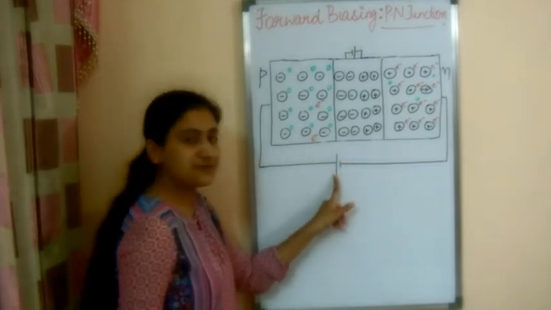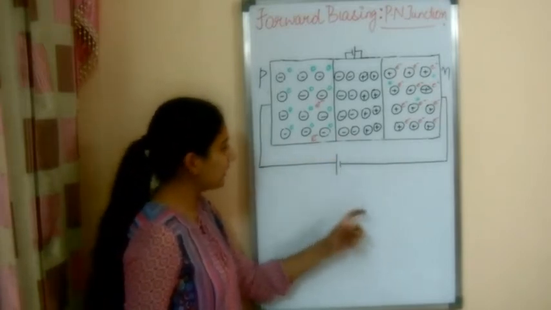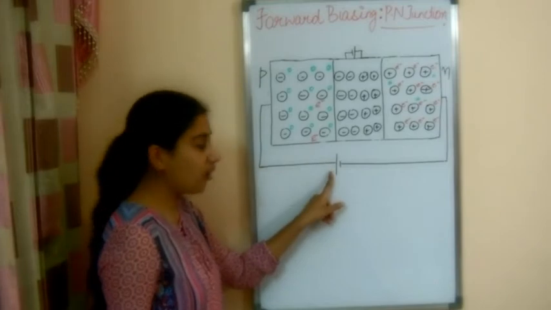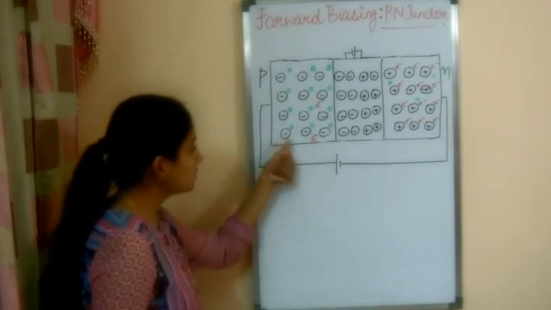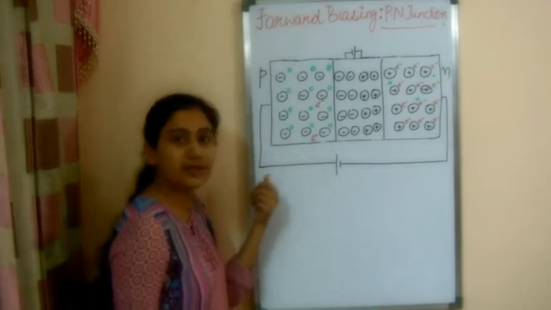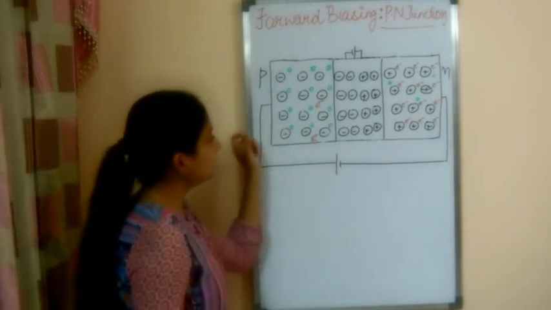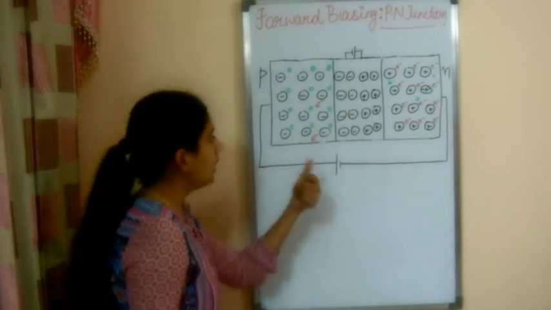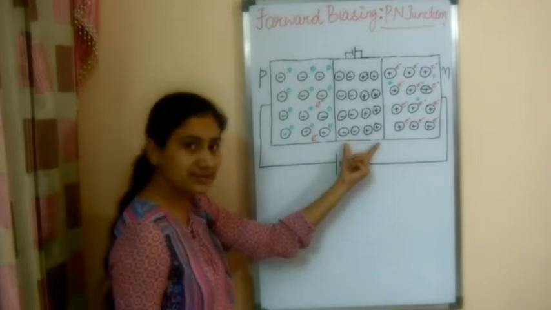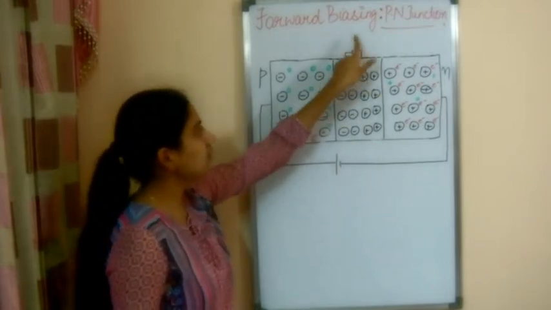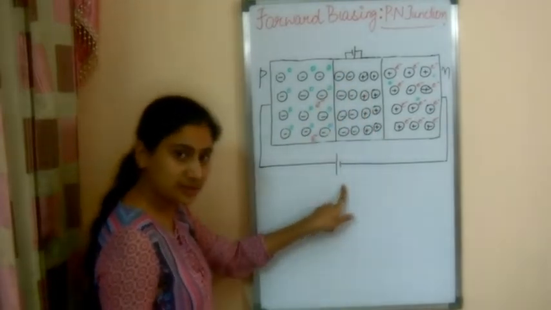But when the positive terminal and negative terminal are attached to the PN junction in this manner, what happens is the positive terminal of this battery repels the holes of the P-type because of its positive charge, and we know that like charges repel each other. The negative terminal repels electrons towards the junction. Now we know that this is the fictitious battery which is formed because of these uncompensated atoms. So this is the negative side and this is the positive side. That means they both are in opposite direction.